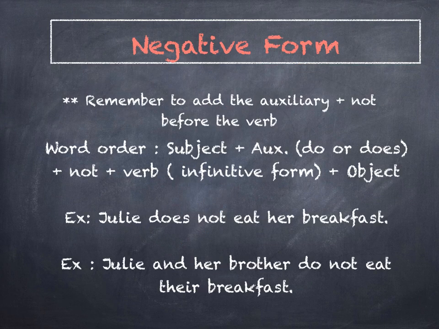In the negative form, the word order is the following. You will find your subject to start your sentence. Then you will have to choose which auxiliary should be used. Is it do or is it does? It depends on your subject. You have to make your agreement with the subject. If my subject is the third person singular, I will choose does. If not, I will choose do.